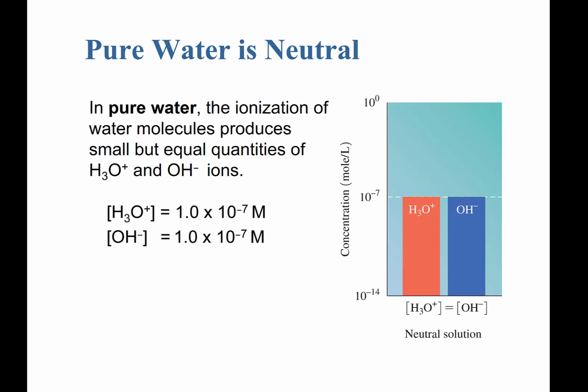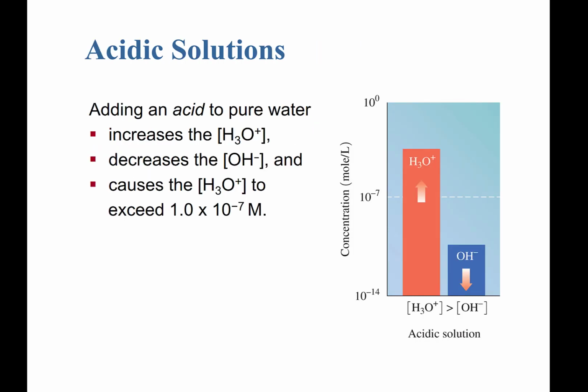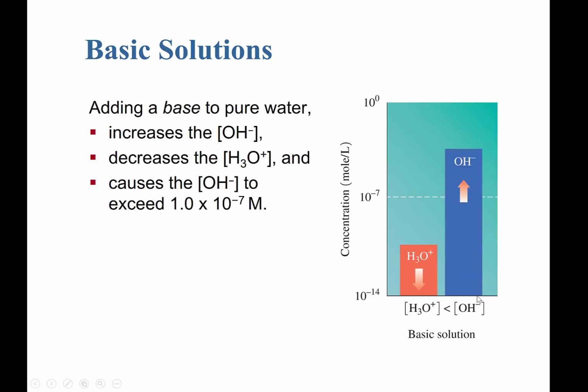Okay, so since water is neutral, we know it has equal amounts of H+ and OH-. Now, if I were to add an acid to water, that means I'm going to have more H+. So the H+ is going to be greater than 1 times 10 to the negative 7th, because that was when they had equal amounts. So if my H3O+ is greater than the OH-, it's going to be an acid. If it's a base, then I'm going to have more OH- than H3O+. So in that case, the H3O+ concentration is less than the OH-.